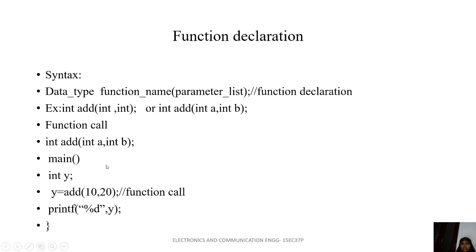Next we have the function call. In the main program we are going to declare the variables, and here is one function call statement where we are calling the function whose name is add, and it is holding two data elements of type int, which are called parameters here. To these two parameters, we are giving the values 10 and 20. These two values are called arguments, which are passed to the function declaration parameters.